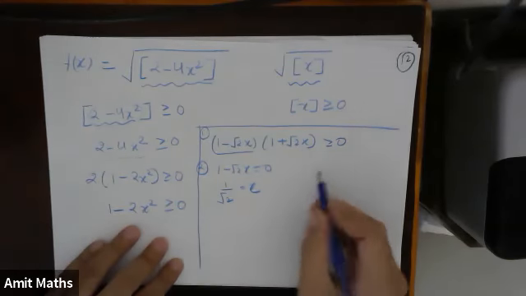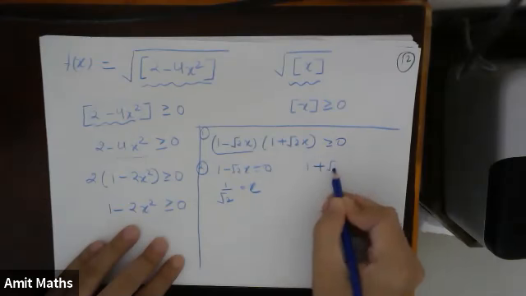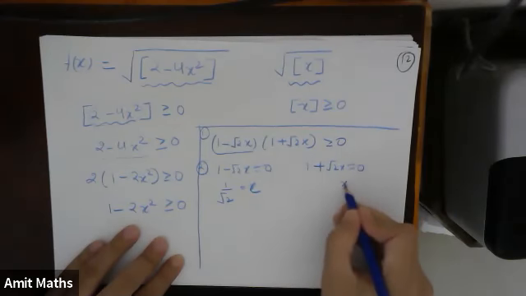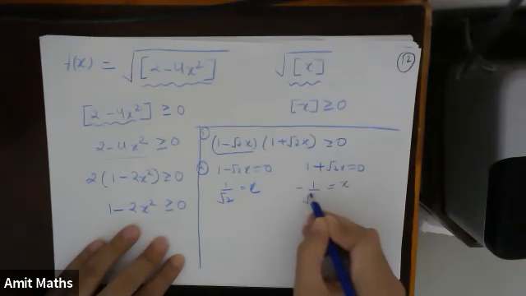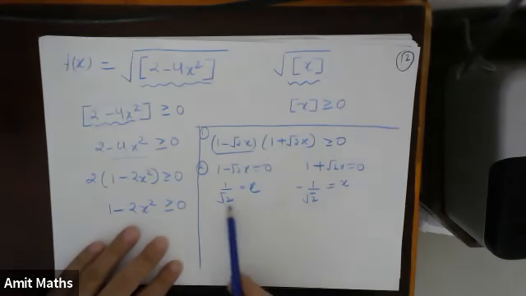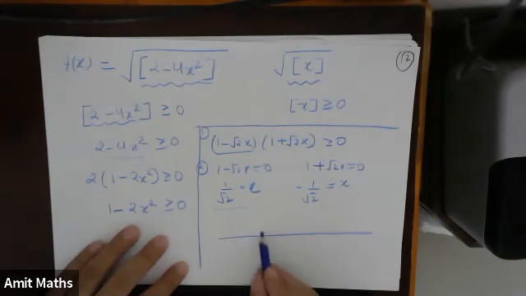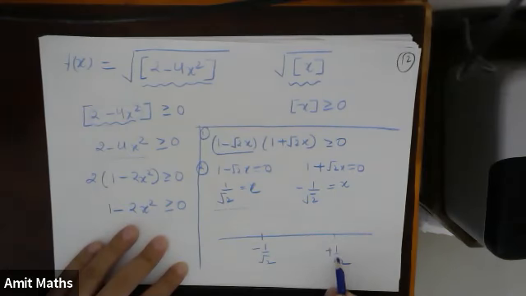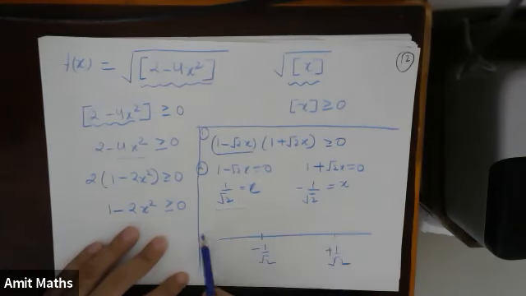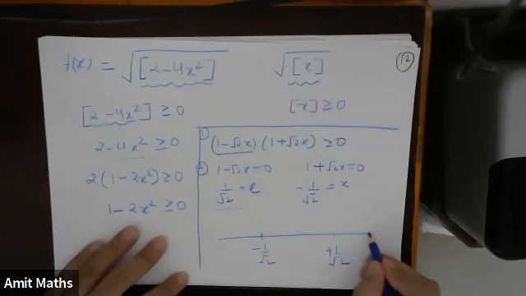And for this one, the critical point I can find is 1 plus root 2 x is equal to 0. So that means x is equal to minus 1 by root 2. Okay, so I've got two critical points, plus 1 by root 2 and minus 1 by root 2. I'll plot these on a number line. Now the third part was finding the sign at x tending to infinity.